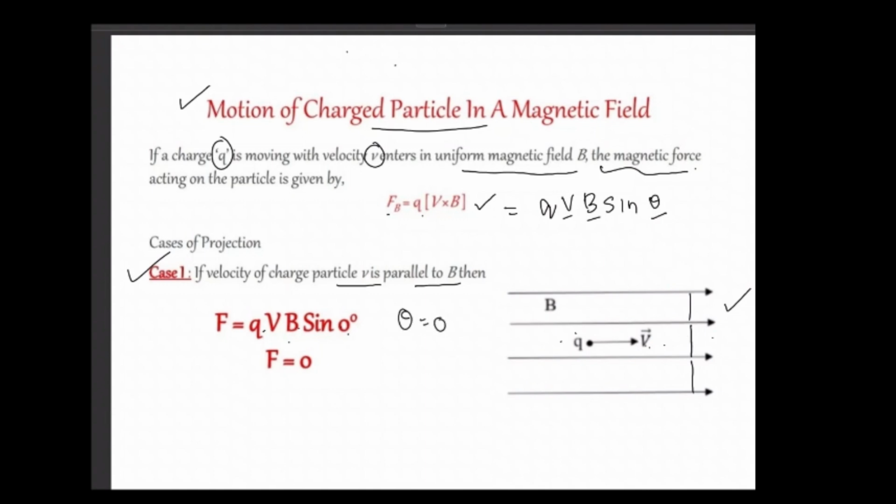So what happens in the equation F = QVB sin theta? Theta turns to 0, and you know sin 0 is 0. So F = QVB into sin 0. Since sin 0 is 0, it becomes QVB times 0, and the force will be 0 in that case. So note that if the velocity V of the charged particle is parallel to the magnetic field, it doesn't get any force; the magnetic Lorentz force in that case will be 0.